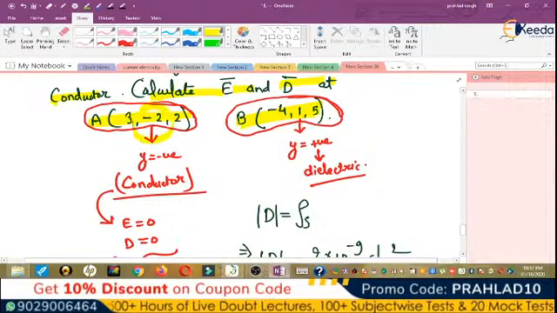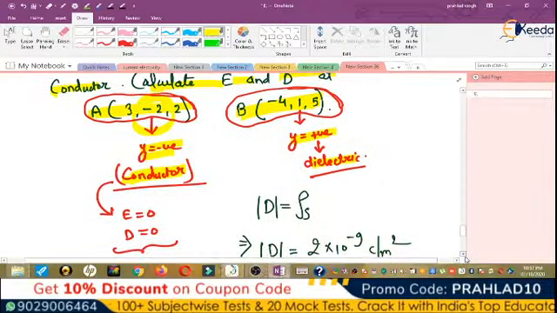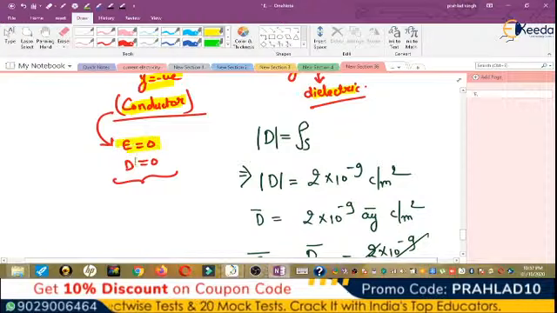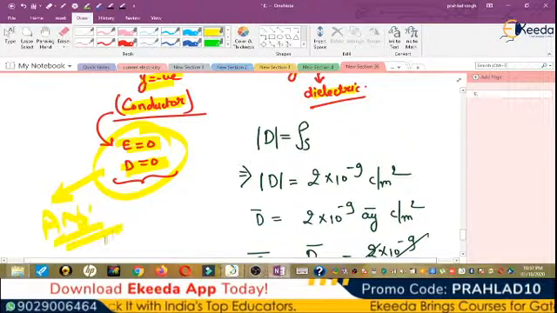So here at this point y is negative, so this is in the conductor, and here y is positive, so this is in the dielectric. In the conductor, electric field and flux density both are 0. So this is our first answer.